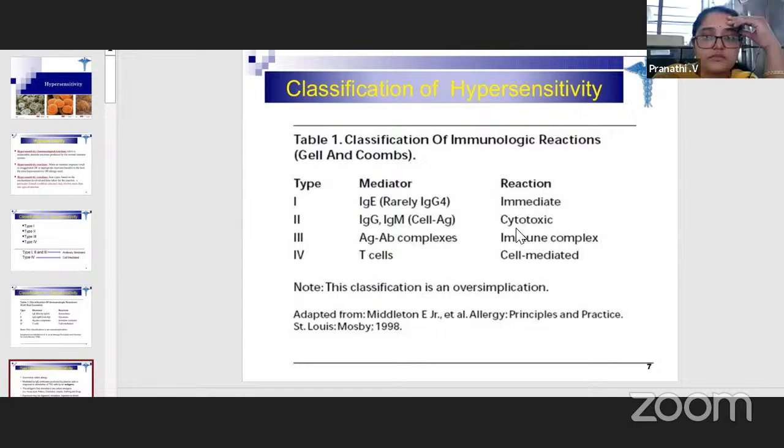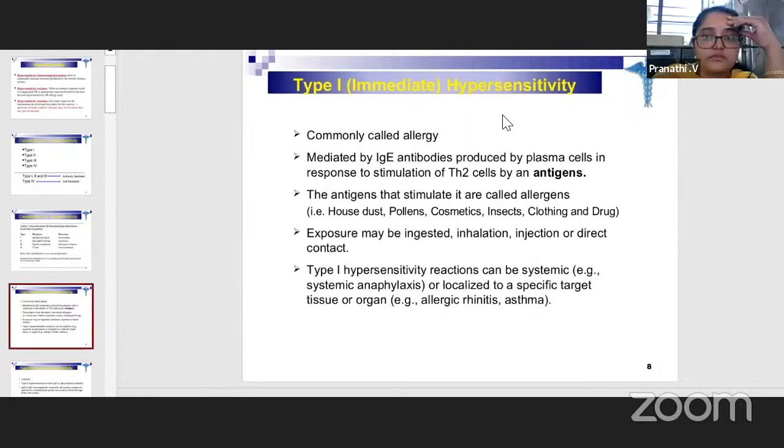So type 1 is commonly called allergy. It is mediated by IgE antibodies that are produced by your B cells, plasma cells. Why are they released? Because T helper 2 cells are released whenever this takes place in the presence of antigens. So these antigens are called allergens.